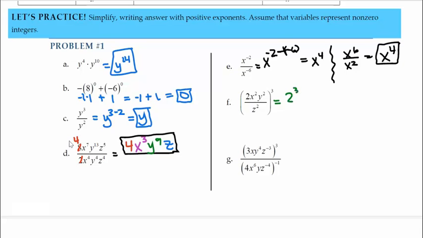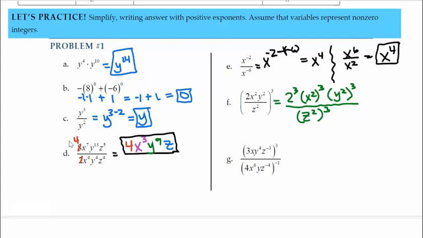So 2 to the 3rd power, and then I've got x squared, and I need to raise it to the 3rd power, right? Every single part needs to be raised to the 3rd power. Y to the 2nd is going to be raised to the 3rd power. And then on the bottom, I've got z to the 2nd, all raised to the 3rd power again.